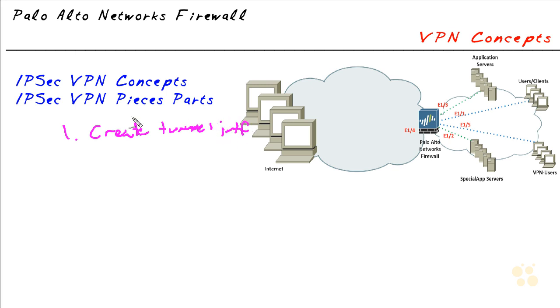And we're doing this on the network interfaces tunnel, but it's just adding to a layer 3 zone and a virtual router, just like any other layer 3 interface. Secondly, I'll configure IPsec.